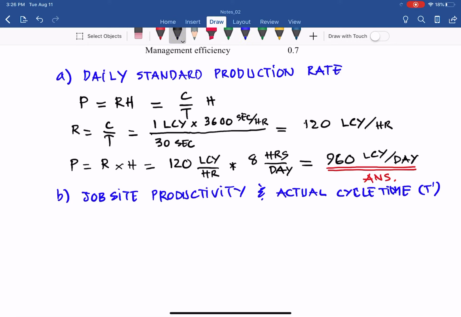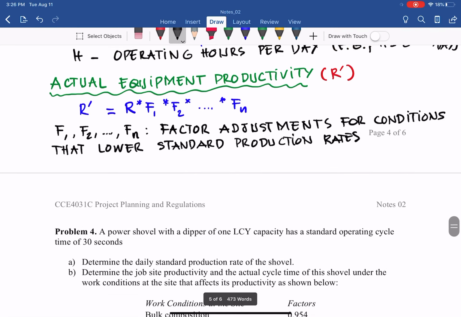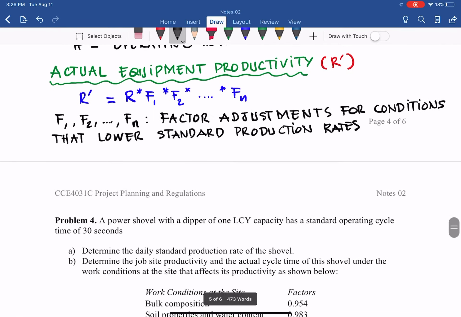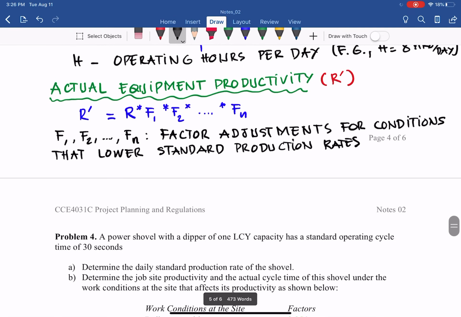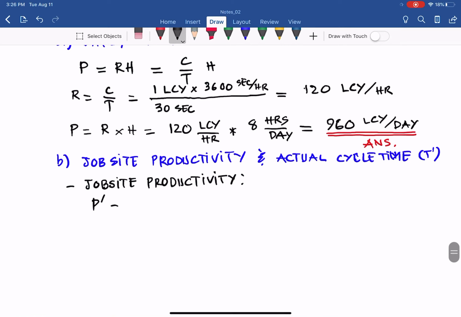So in terms of the job site productivity, it will be P apostrophe, and then we adjust for all the factors. If we talk about hours, then R apostrophe. If we talk about the daily, then P apostrophe. So it will be P times F1, F2, F3, and then F4. We have 4 of them.